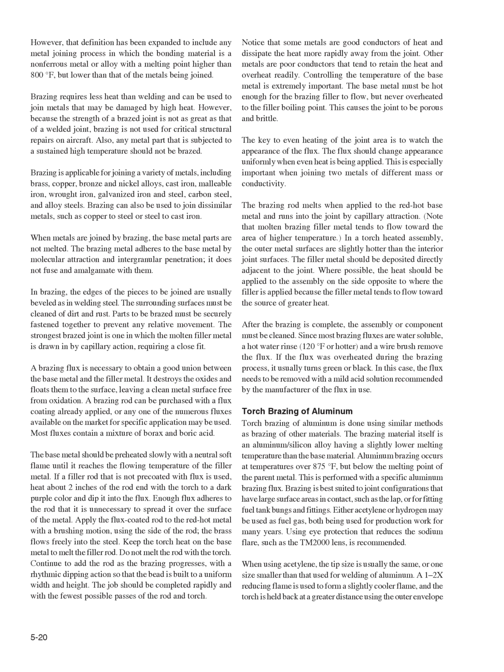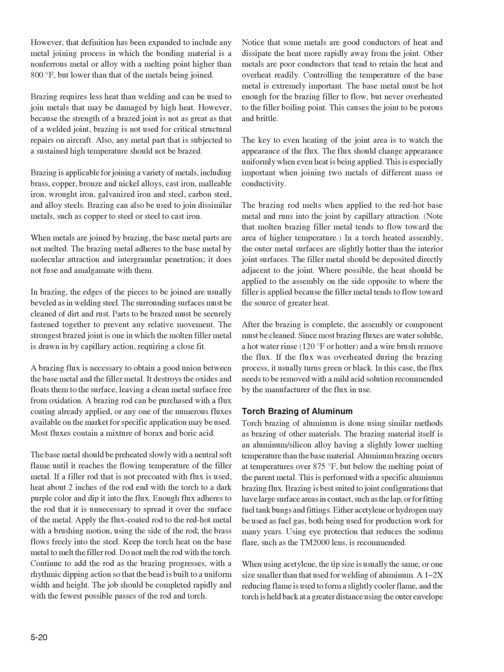The base metal should be preheated slowly with a neutral soft flame until it reaches the flowing temperature of the filler metal. If a filler rod that is not pre-coated with flux is used, heat about 2 inches of the rod end with the torch to a dark purple color and dip it into the flux. Enough flux adheres to the rod that it is unnecessary to spread it over the surface of the metal.